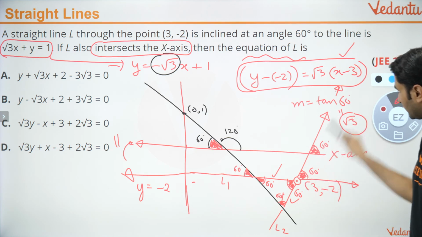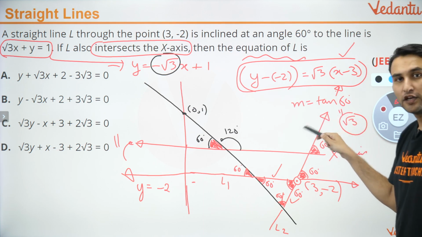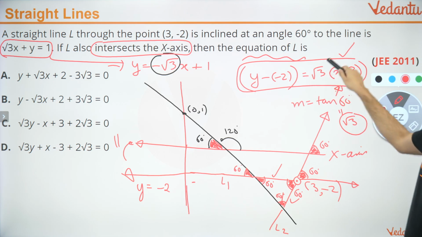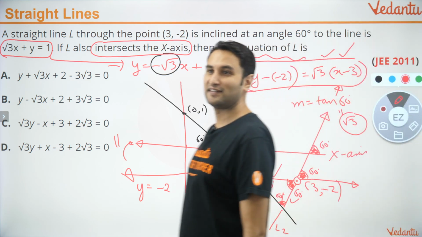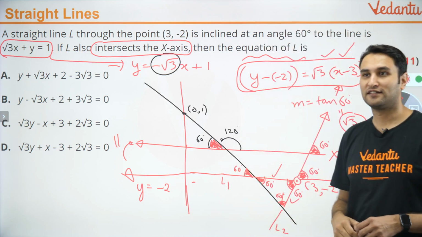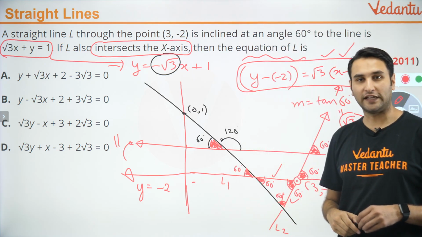So I know the slope of this line, tan 60, √3. I know the point, I know the slope. This is the equation. Understood? Got it? Any doubt, kids? Any doubt?